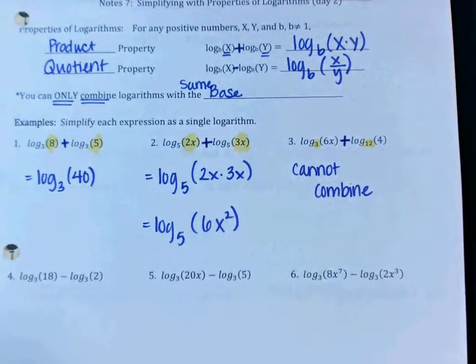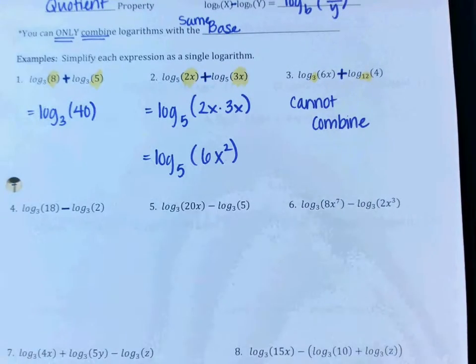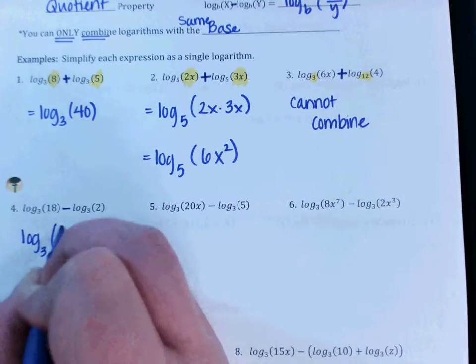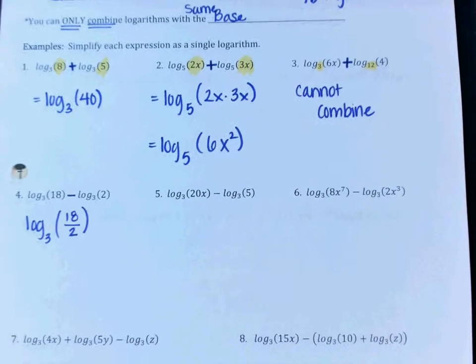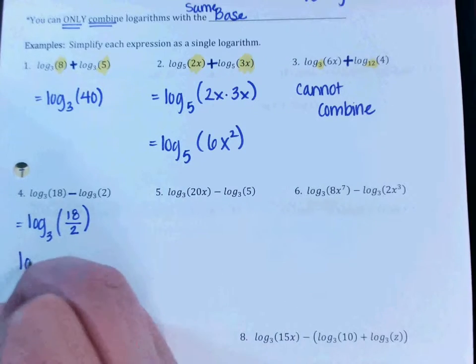We are minusing on this row. So first one, I have log base 3 of 18 minus log base 3 of 12. Then that's log base 3 of 18 divided by 2. And what is 18 divided by 2? Log base 3 of 9. Good.